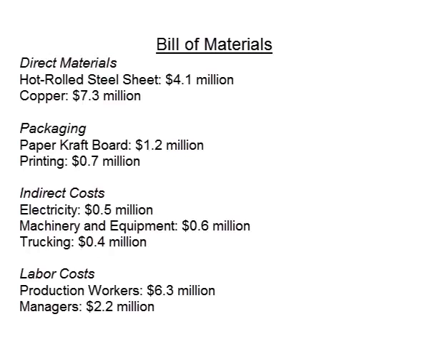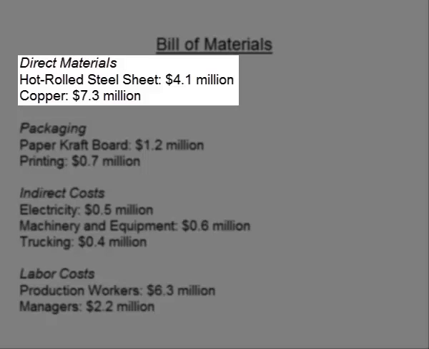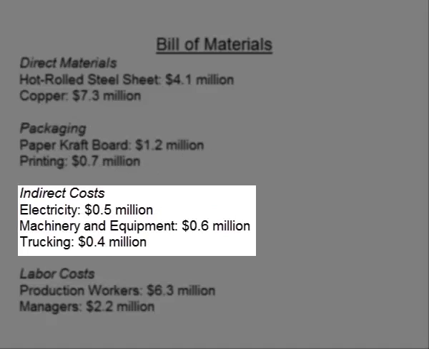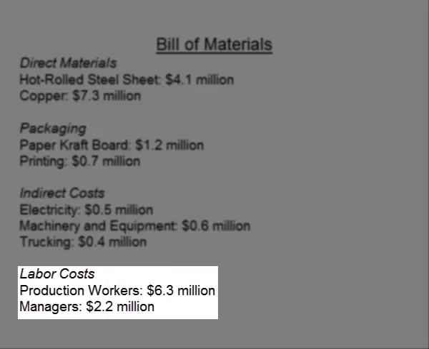In this case, we will build a custom cost forecast using a hypothetical bill of materials for a widget. Our bill of materials includes material costs, like steel and copper, packaging costs, like paper, kraft board, and printing, indirect costs, like electricity, machinery, and trucking, and labor costs.